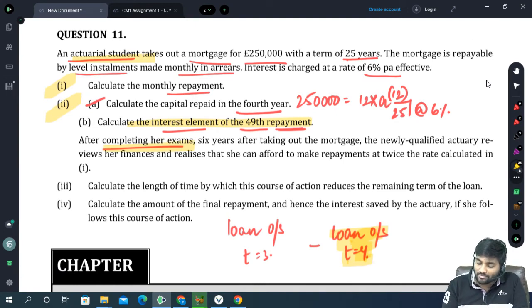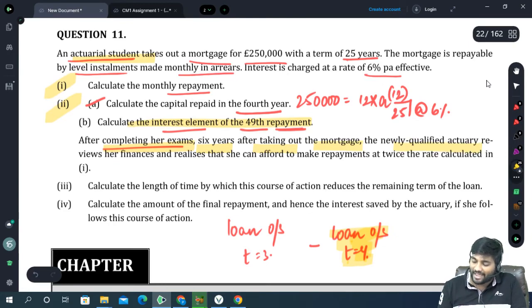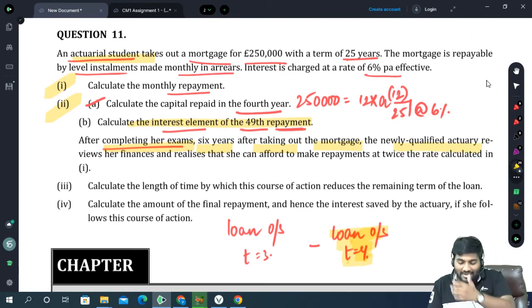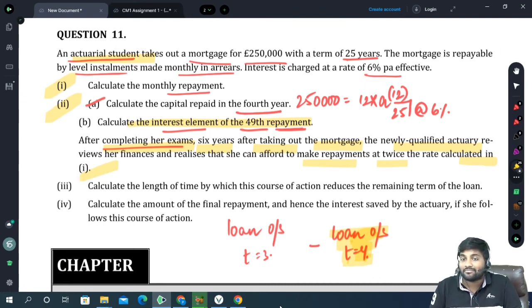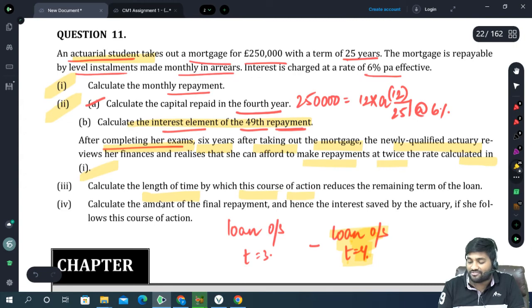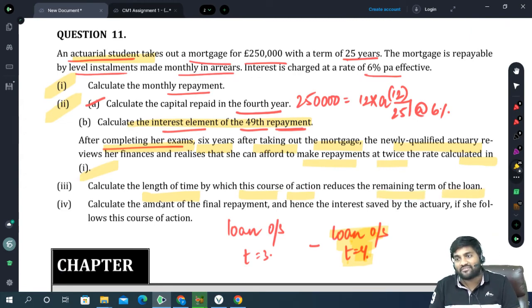After completing her exams, 6 years after taking out the mortgage, the newly qualified actuary reviews her finances and realizes that she can afford to make repayments at twice the rate calculated in one. So when did she complete the exam? 6 years after taking out the mortgage. So this also tells us that the course can be completed in 6 years. Very good. Calculate the length of time by which this course of action reduces the remaining term of the loan. So we'll calculate the loan outstanding at time 6, which is after 72 payments.